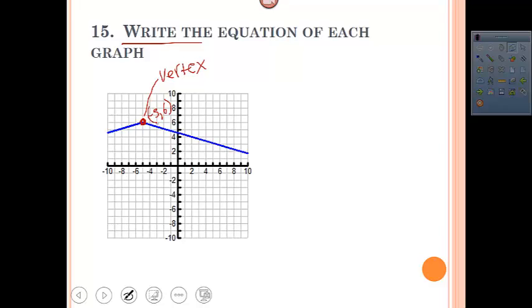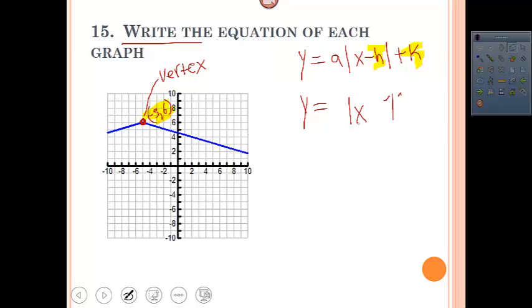You plug it into the equation for an absolute value. Remember, the equation for the absolute value is A times the absolute value of x minus h, plus k. So all I'm going to do is plug in what I know so far. I know my h and my k, so I'm going to plug them into this formula. I don't know what a is yet, but I can figure it out pretty easily.